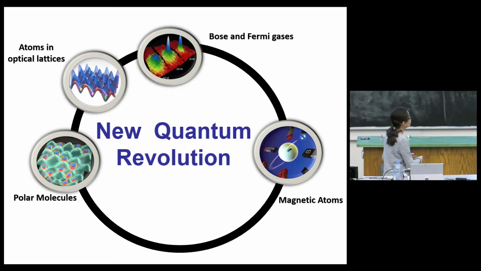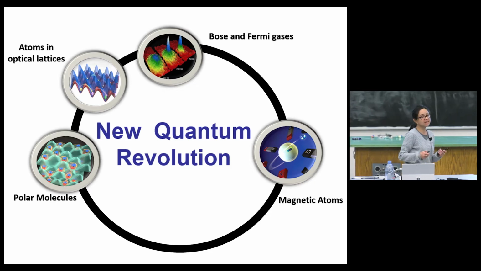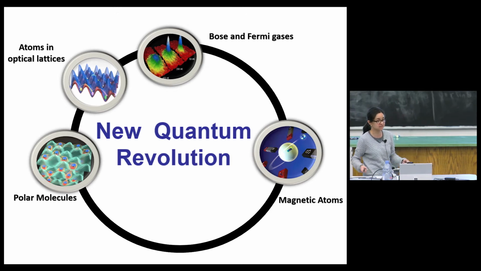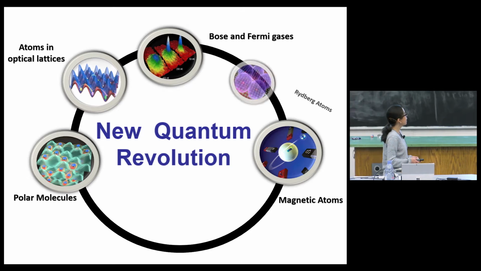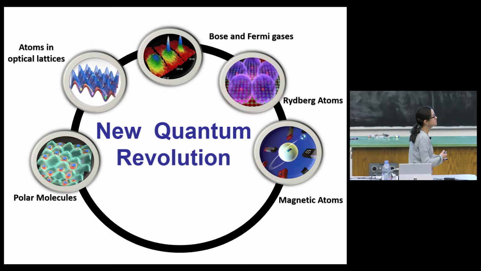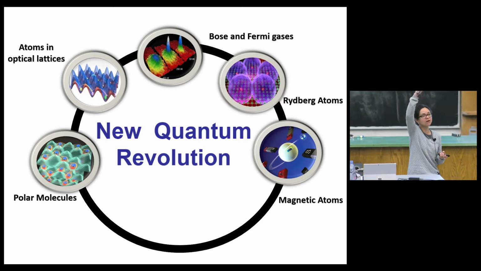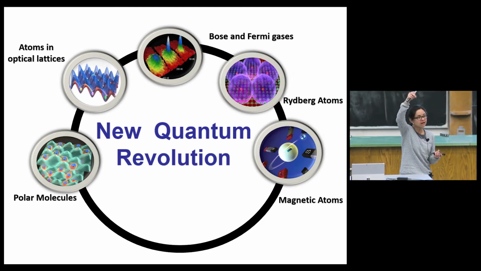So this has been one direction in which we have progressed, and not only in molecules, but we have also explored different types of atoms that have a large spin. And when they have large spin, they also have strong magnetic dipole-dipole interactions that act at a distance. Besides that, now there is the possibility of actually exciting one electron in an atom to a very high orbital, and this creates what are called Rydberg atoms.